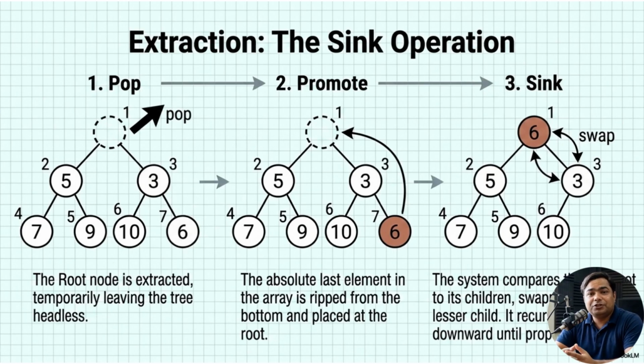So insertion uses float upward, extraction uses sink downward. Both operations are efficient because they move along the height of the tree. The time complexity is log n. This is why heaps are very useful for priority queues. We can insert tasks efficiently and remove the highest priority or lowest priority task efficiently.